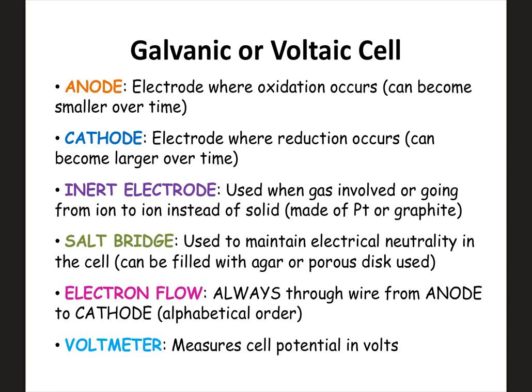The anode is the electrode where oxidation is occurring. Oxidation, if you remember, is the loss of electrons. So the anode can actually get smaller over time as these electrons are being lost. So anode, oxidation. The cathode is the electrode where reduction takes place. Reduction is the gaining of electrons, so this electrode can actually get larger over time. So you definitely need to know the difference between anode, where oxidation occurs, and cathode, where reduction occurs. Again, you have to know these terms.